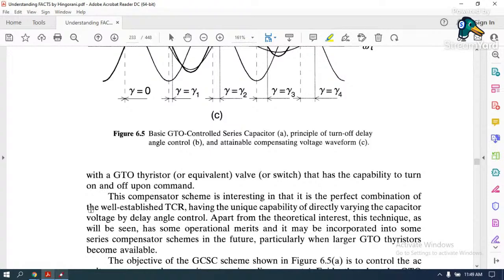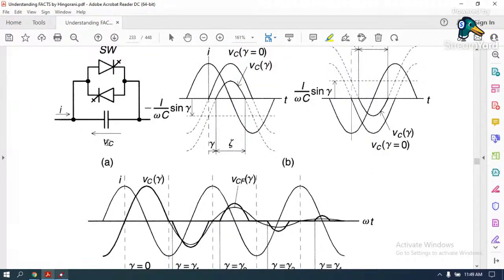The capacitor voltage VC is given by I into XC. Right? Now how can you control XC? By controlling the firing angle of this switch. That's what he's saying. Just by controlling the firing angle alpha, you are able to control XC. Controlling XC means you can vary the voltage across the capacitor. Right?